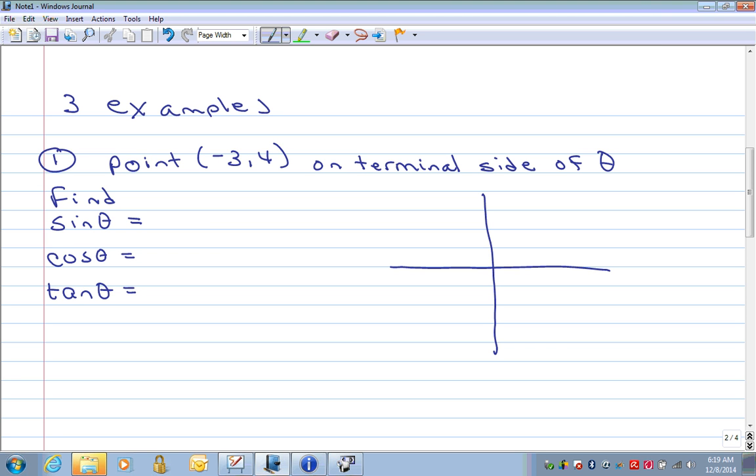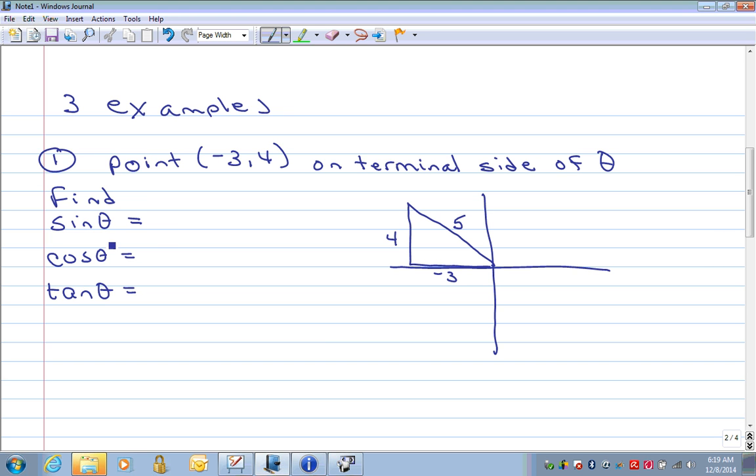All right, so we're on the terminal side of theta, and we're at -3. We're just going to pretend like we're mapping that point. So we would go a distance of -3, a distance of +4, and then we would draw our triangle. This is -3 and +4. Well, you know this is a triplet, 3, 4, 5. The radius would be 5. If the legs are 3 and 4, then you know the radius is 5. Okay, so now we have everything we need, and we're really just answering questions based on that knowledge.